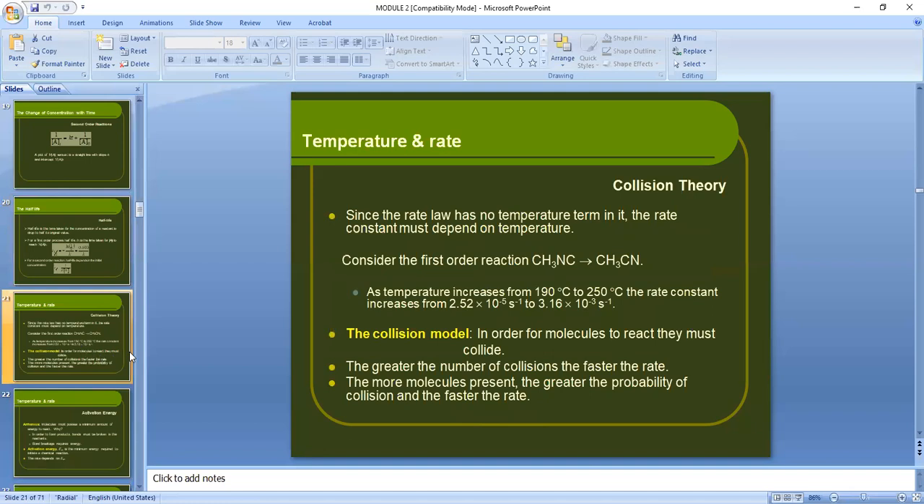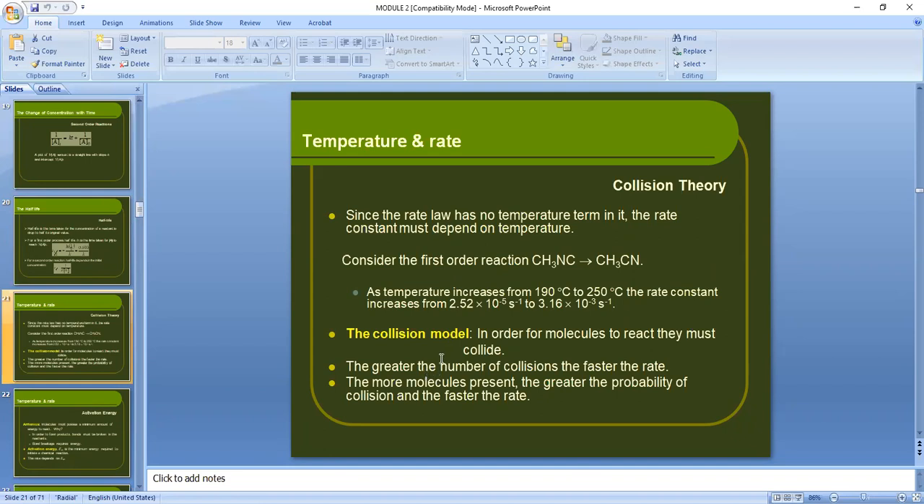Now, what about the collision theory? This has something to do with the number of collisions, either similar species or not similar species colliding with each other in relation to the rate of reaction. Now, since the rate law has no temperature term in it, the rate constant must depend on the temperature. So this was already asked a while ago. So your K is dependent on temperature.